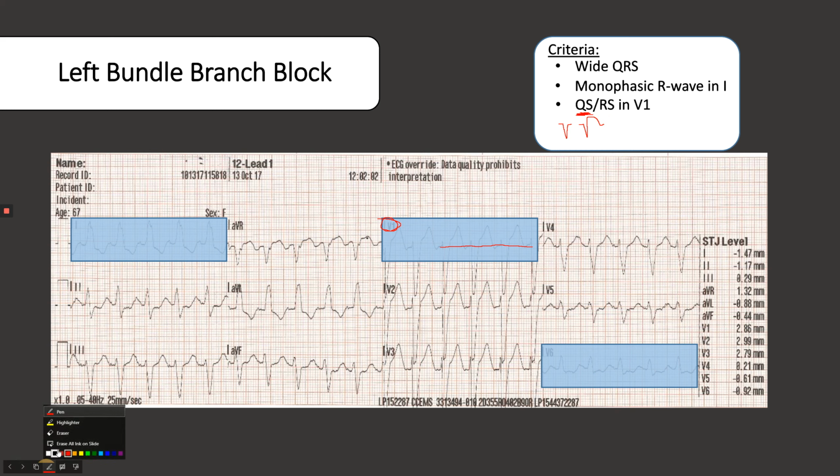And an RS wave is where I do have a deflection a little bit, but then it comes back down and ends with an S wave. Okay, that ends with an S wave. So if I'm looking at what I've got here, I've got a tiny little R wave and then a big, very prominent S wave that ends above the isoelectric line right there. That is an RS wave.